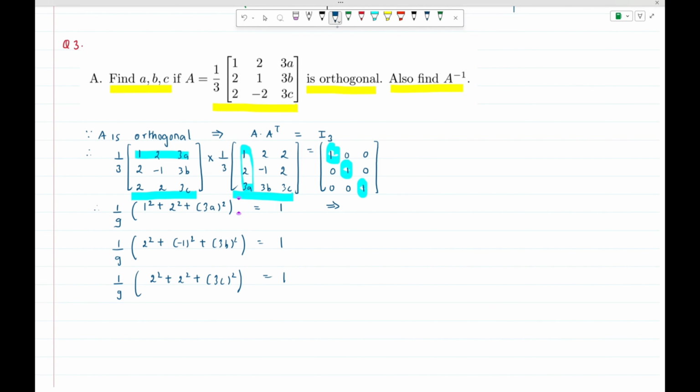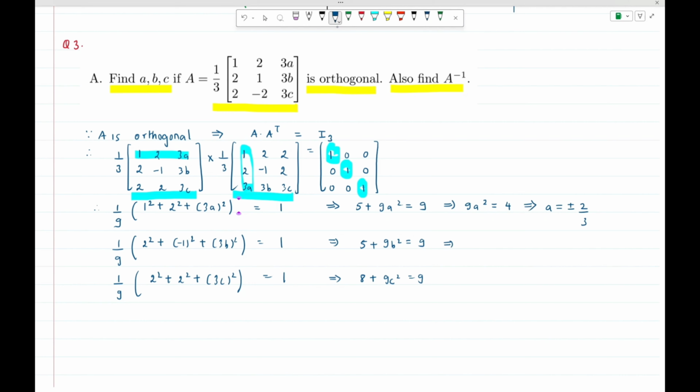From the first expression, we will be getting 5 plus 9a square is equal to 9. From the second, we will again be getting 5 plus 9b square is equal to 9. And from the third one, we will be getting 8 plus 9c square is equal to 9. Now, since we are interested in the values of the constants a, b and c, let's isolate a, b and c. So we have got here 9a square is equal to 4, which is going to give us a as plus minus 2 over 3.